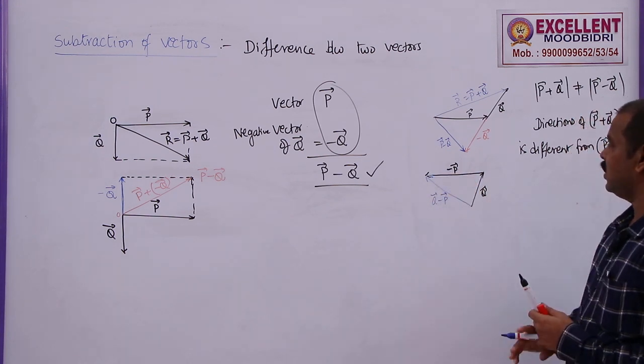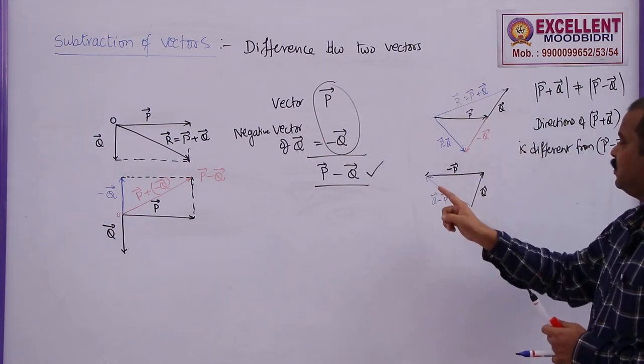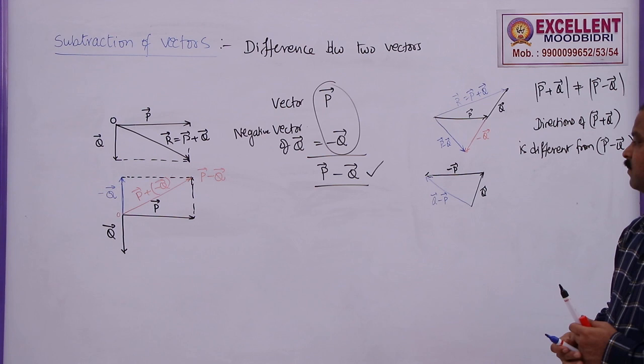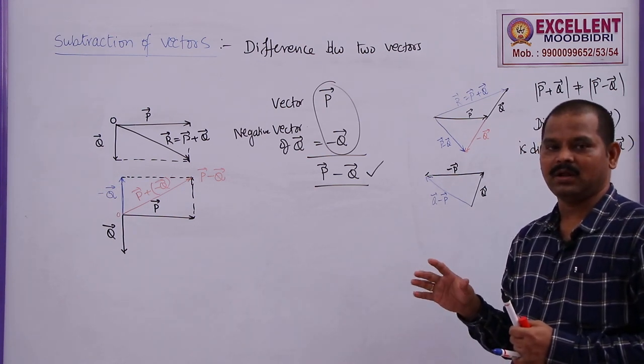If you observe this one, this is P bar minus Q bar, this is Q bar minus P bar. Both are opposite to each other. So this is how we can find the subtraction of vectors.